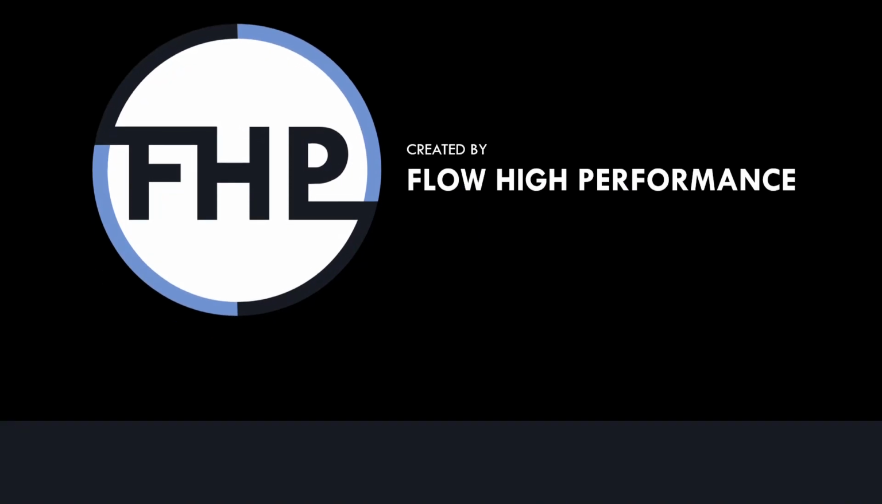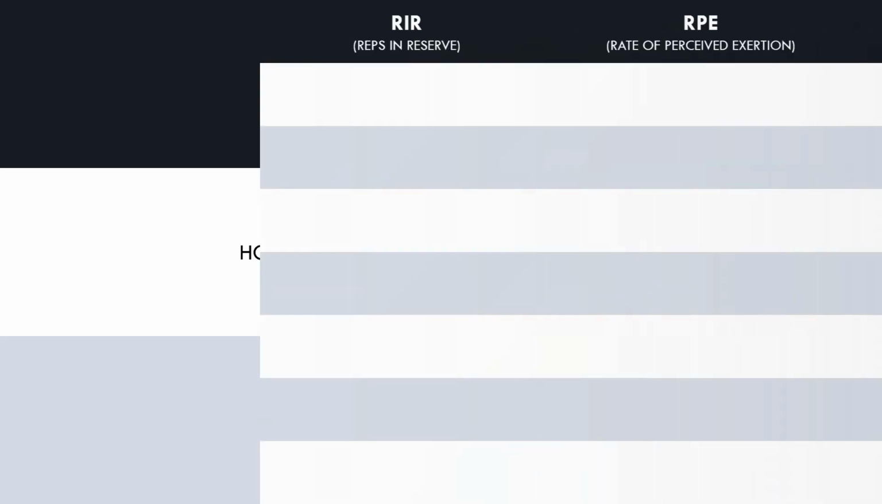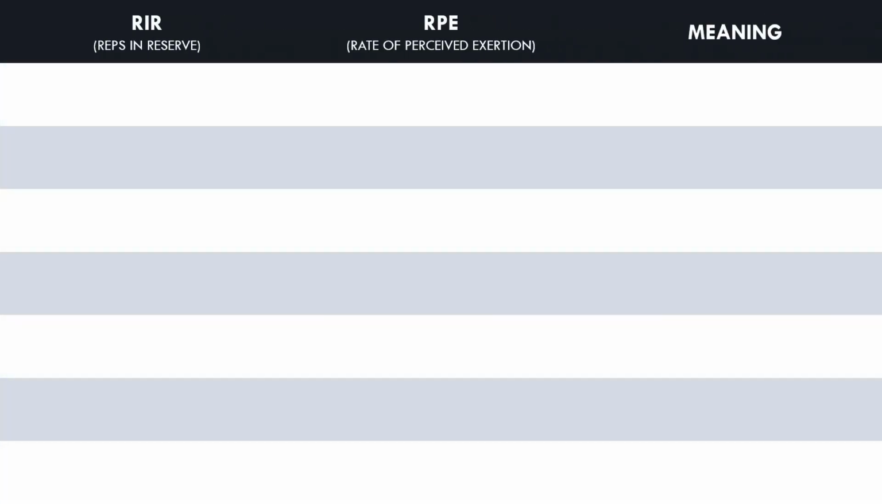The first and most important training variable for muscle growth is proximity to failure. This refers to how close each set is taken to the point where no more reps can be performed. This is usually quantified using the reps in reserve, or RIR for short, or the rate of perceived exertion, or RPE for short, scales. These are simple numerical scales where trainees subjectively rate how many reps they think they could have performed before failure. 0 reps in reserve or an RPE of 10 means that no more reps could have been performed in that set.